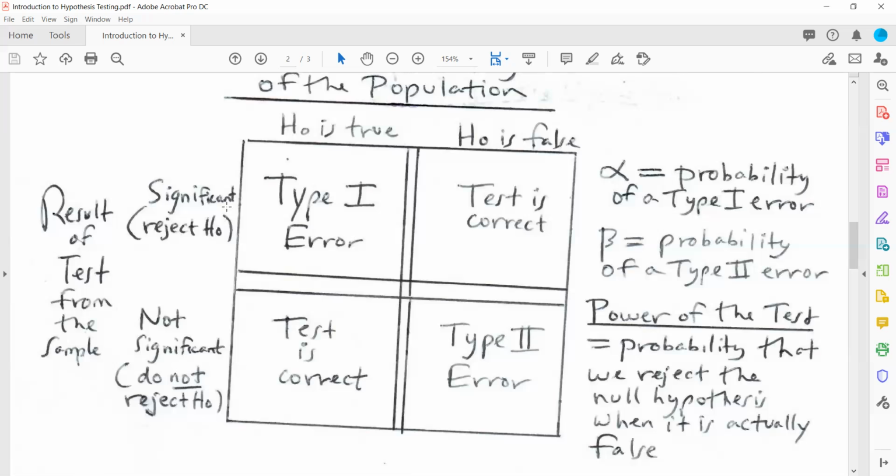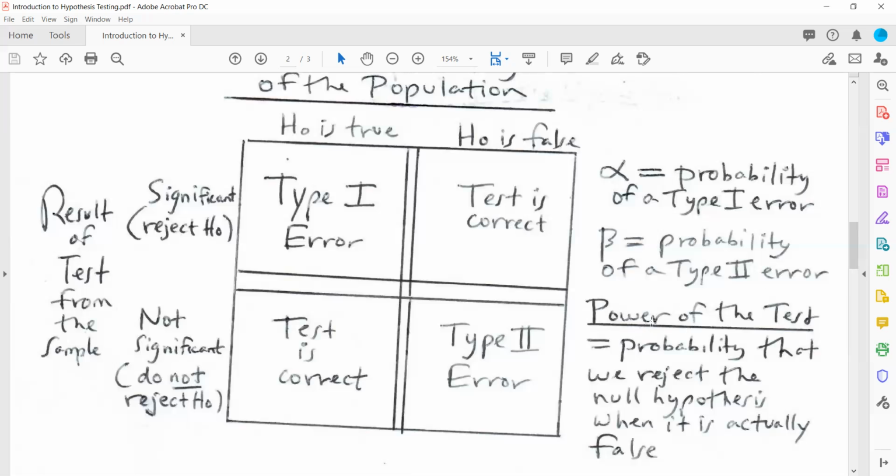Now, if the prosecutor does their job and the jury rejects the null hypothesis, so in other words, the jury says the person's guilty and the person did commit the crime, then that's a good thing that the person's going to go to jail, right? It's a good thing. So we call that in statistics the power of the test. In the case of the criminal trial, it would be the power of the district attorney. The district attorney did their job, got the bad person off the street.